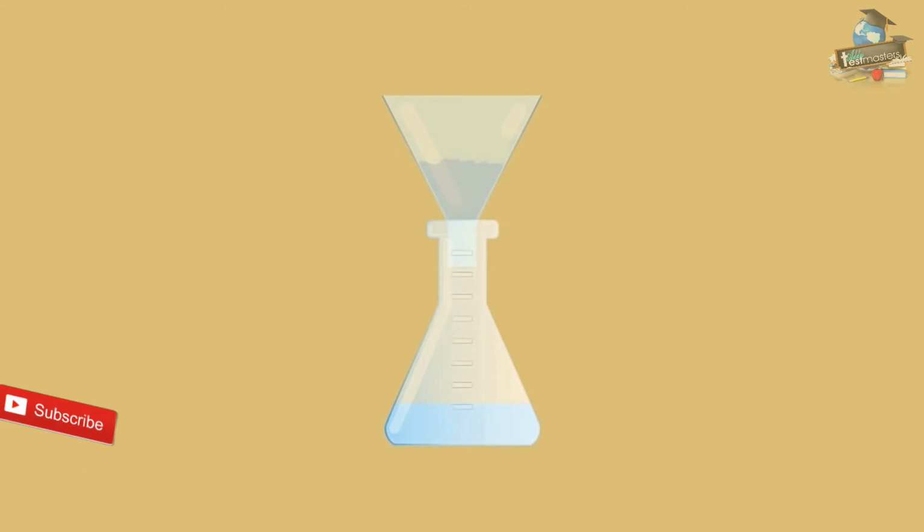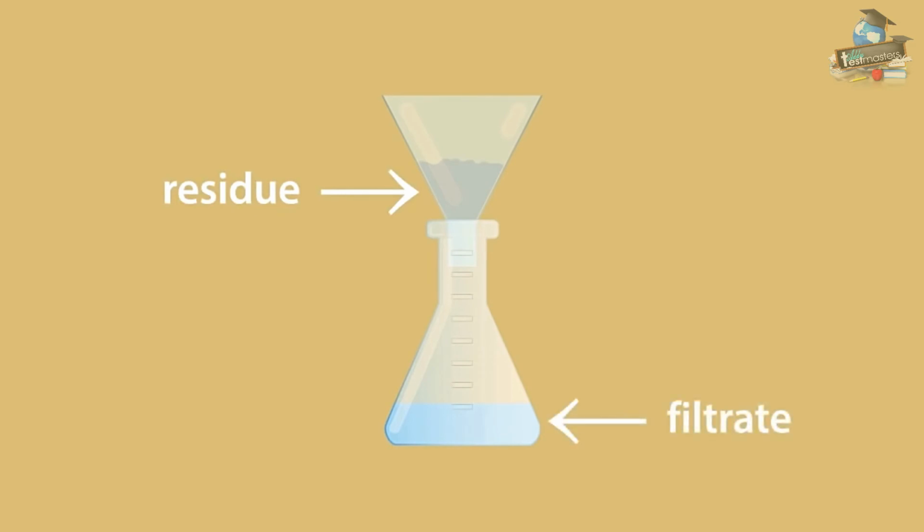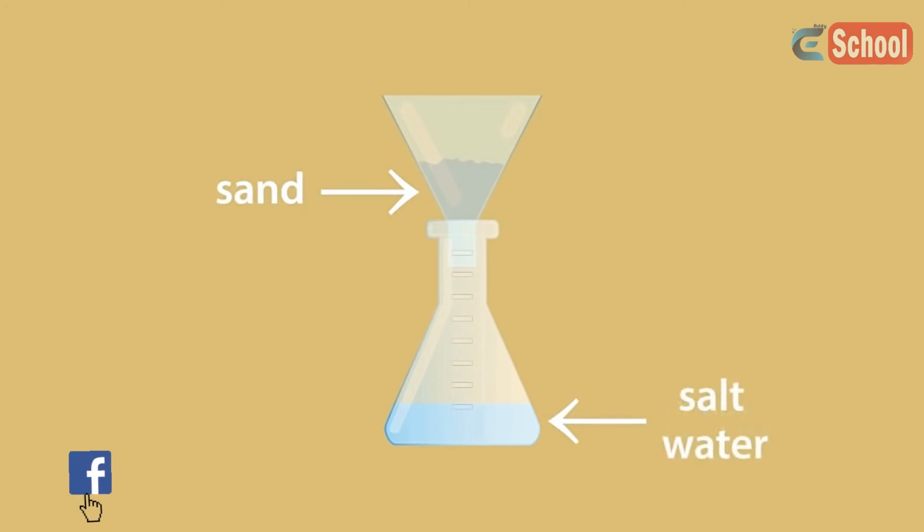The substance that remains on the filter paper is known as the residue, and the substance collected in the flask is called the filtrate. For our case, sand is the residue and the salt water is the filtrate. The salt can be obtained using evaporation and the sand left to dry.